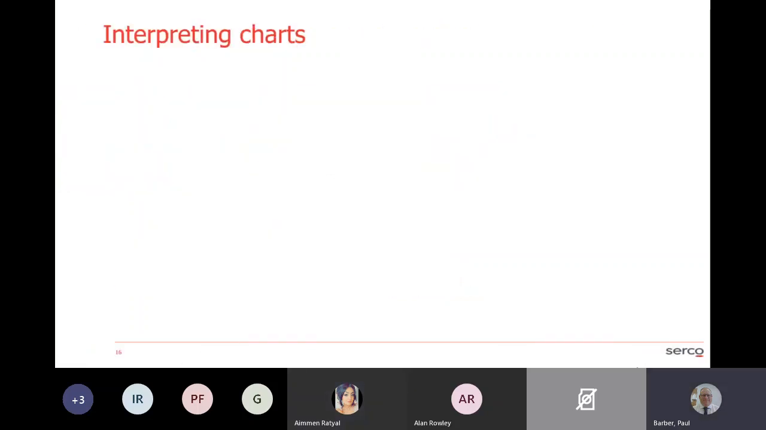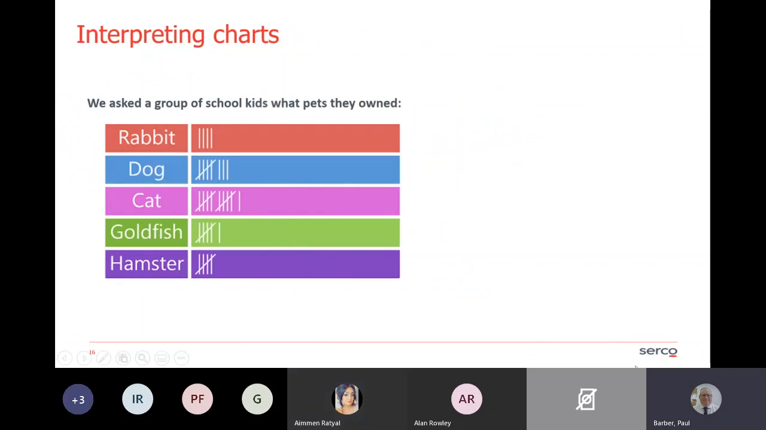Another type of chart you've got is called a tally chart. You may have seen these and use these regularly. So this example is asking a group of school kids what pets they owned, and we can see the tally chart works like that. It shows how many we've got: rabbits, dogs, cats, goldfish and hamsters.